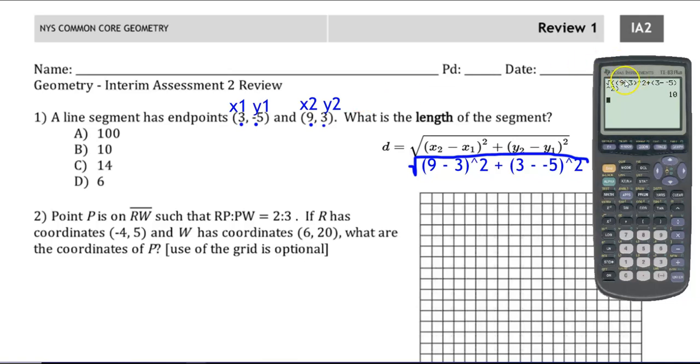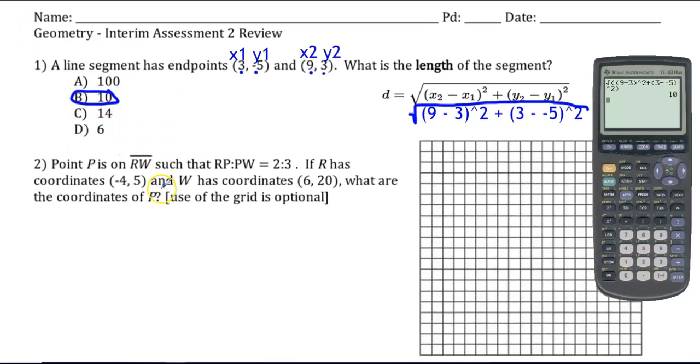The calculator just eats this up. 9 minus 3 is 6, 6 squared is 36. 3 minus -5 is 8, 8 squared is 64. So 36 and 64 is 100. The square root of 100 is 10. So there's your correct answer: 10. Not too bad.